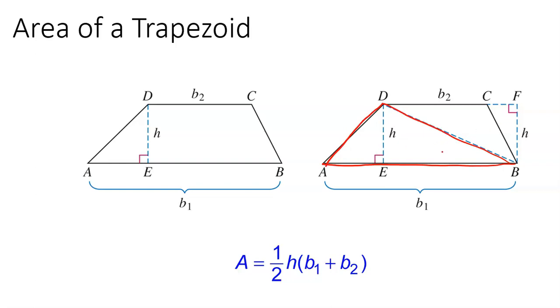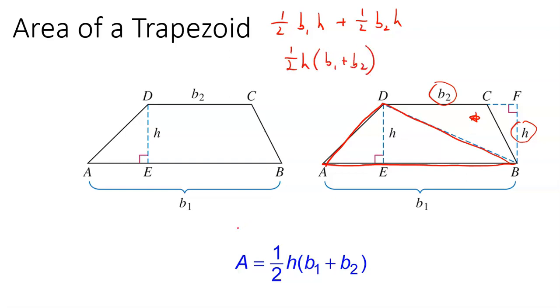That's one triangle, so I would have 1/2 times base 1 times the height. And then the second triangle would be that guy up there, where that's the base and that's the height. So I'd have 1/2 base 2 times the height. Well, why not factor out the 1/2 and the height, and I'm left with what? Base 1 plus base 2. So I think of this as 1/2 the height times the sum of the bases.